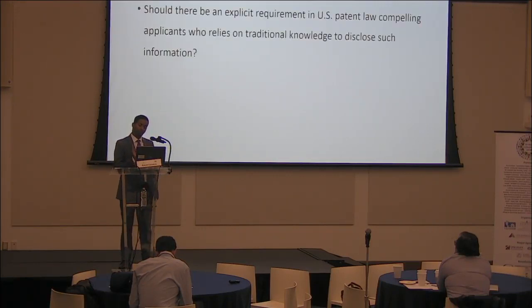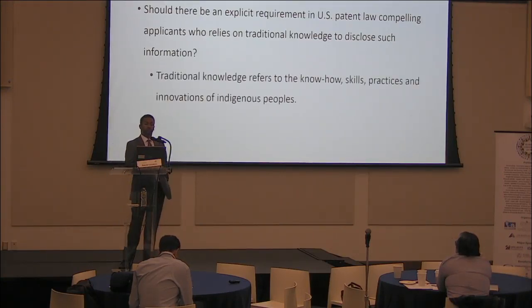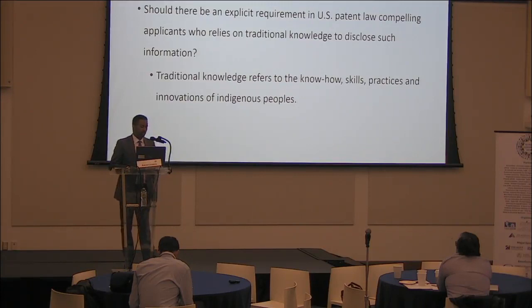All right, so what's the heart of the issue that I want to address? I'm looking at it from a very narrow perspective to be able to address the issue in detail. The question I'm interested in is, should US patent law compel patent applicants to disclose their reliance on traditional knowledge when they apply for a patent? And by traditional knowledge, I'm referring to the know-how, the skills, the innovations, and practices of indigenous people and local communities, as the literature mentions.